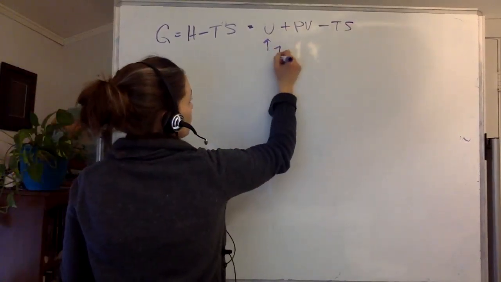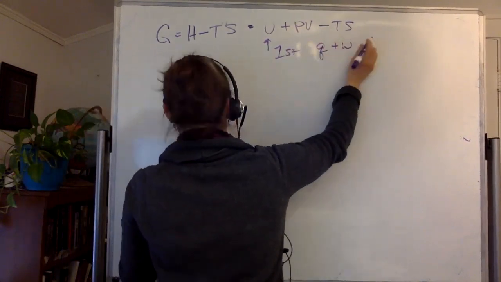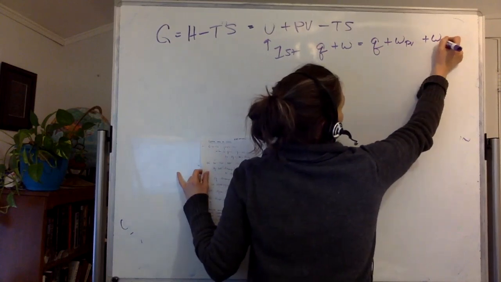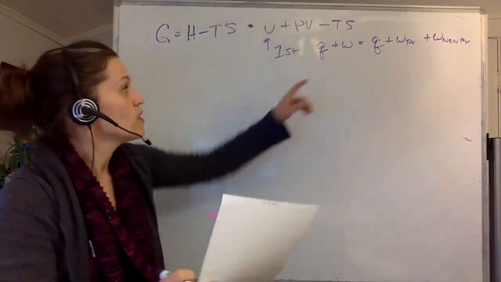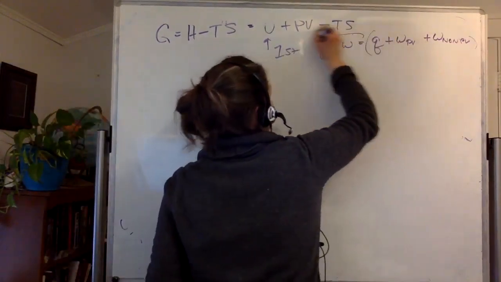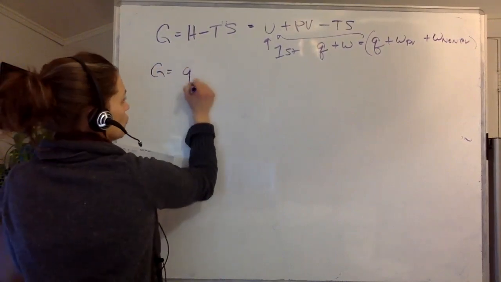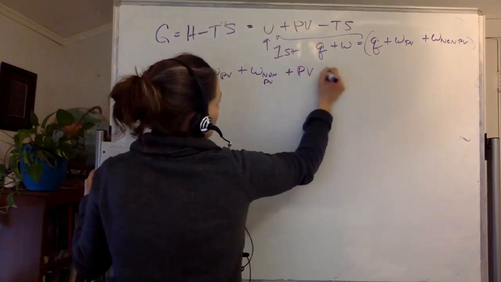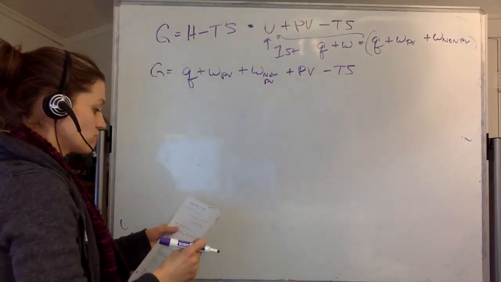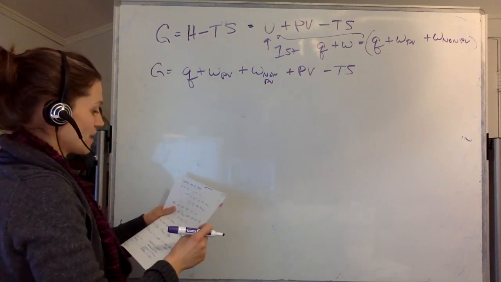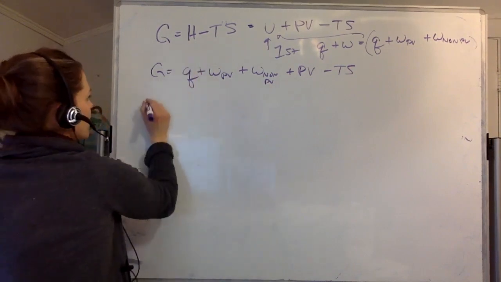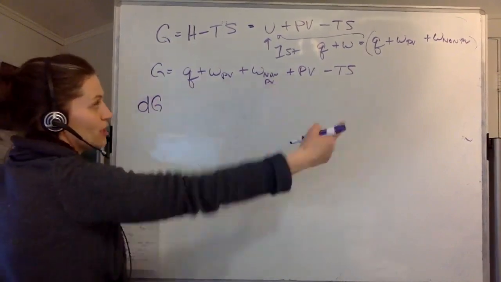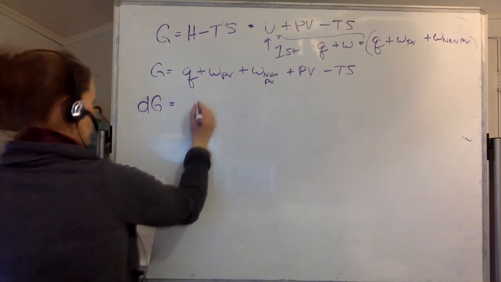Okay, U, this is from the first law. We've got Q plus W, and I'm going to break this down into Q plus W pressure volume plus W non-pressure volume work. Okay, so now if I take this, plug it in there, I get G equals Q plus PV work plus non-PV work plus PV minus TS. Cool. So now what I'm going to do is I'm going to take this and make this now dG. Okay, actually let me make that a little.